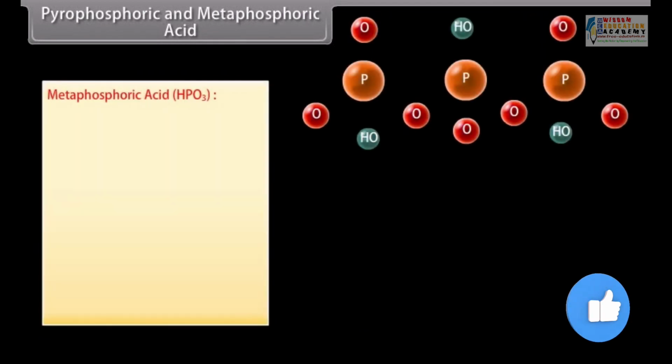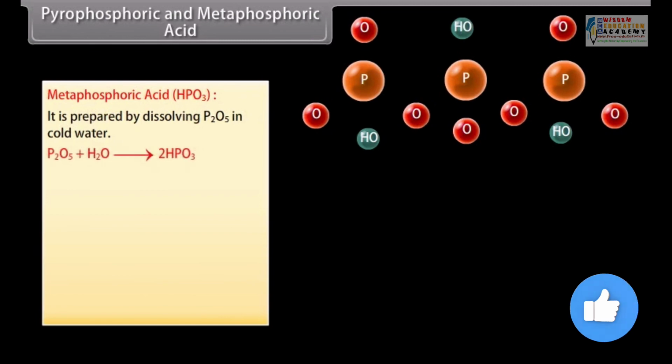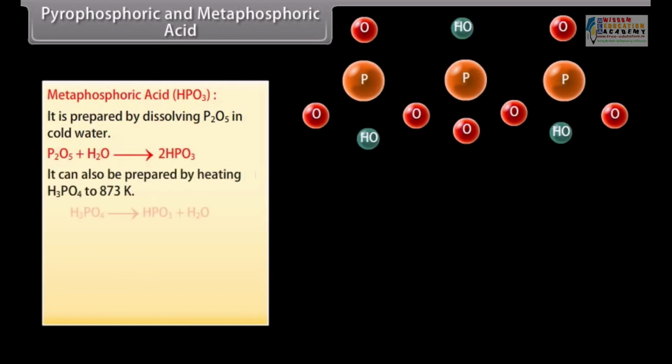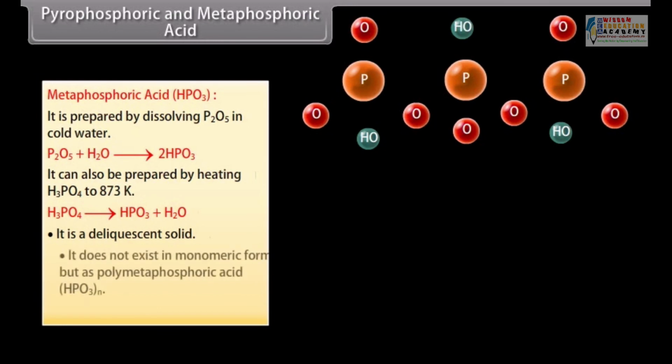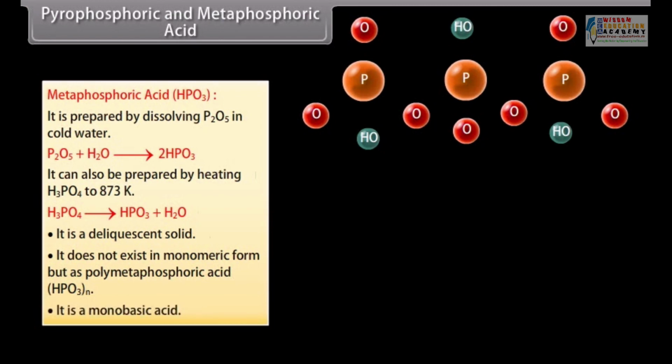Metaphosphoric acid. It is prepared by heating H3PO4 to 873 Kelvin. It is a deliquescent solid. It does not exist in monomeric form but as polymetaphosphoric acid, (HPO3)n. It is a monobasic acid.